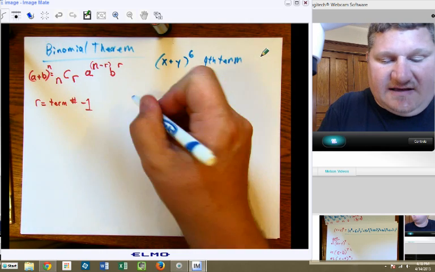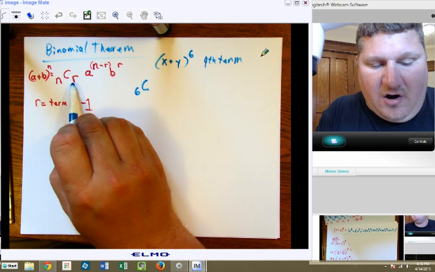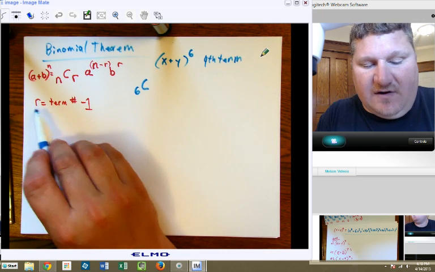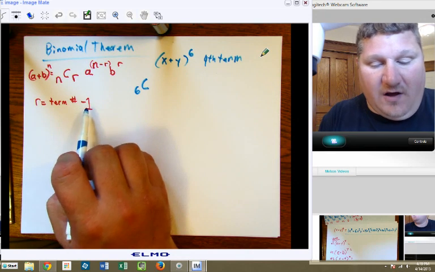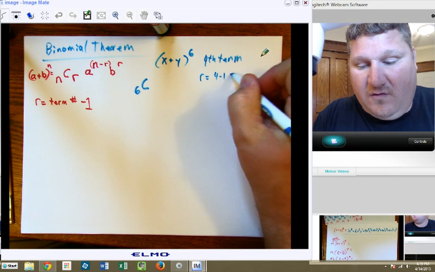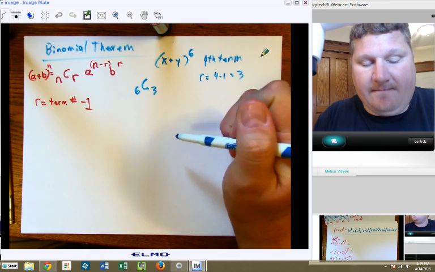because although I can say 6c, but this is r. Now, r is not the 4th term. R is equal to whatever term number I'm looking for, in our case 4, minus 1. So r is going to equal 4 minus 1, which is 3. So it's going to be 6 choose 3.